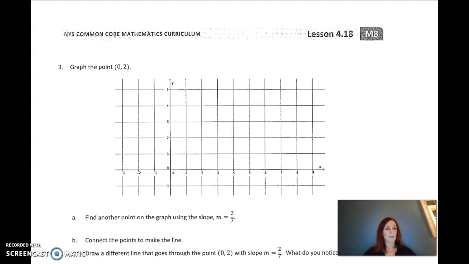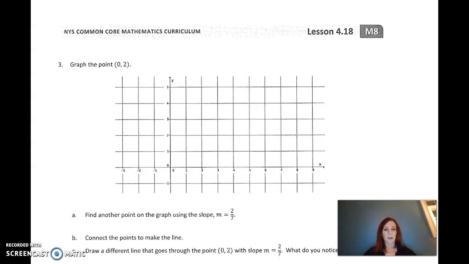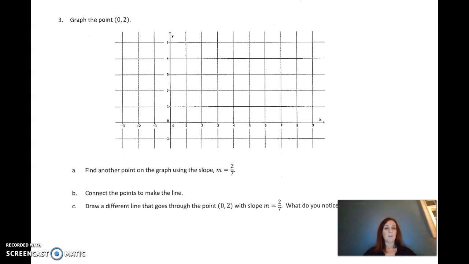All right. This one looks a little different. This one says graph the point 0, 2. Find another point on the graph using the slope 2/7. So what that means is rise over run. If I want to find another point, I could rise 2, and then run 7: 1, 2, 3, 4, 5, 6, 7. And then connect the points to make a line. I don't really like the whole connect the points thing. I want to draw a line through it.